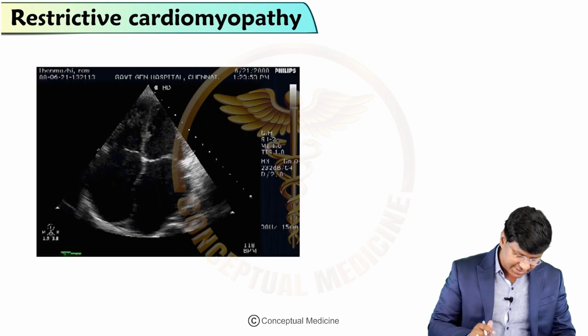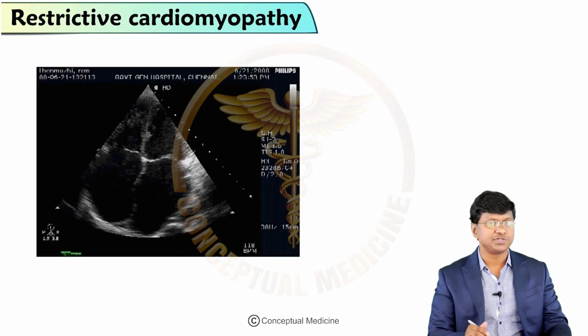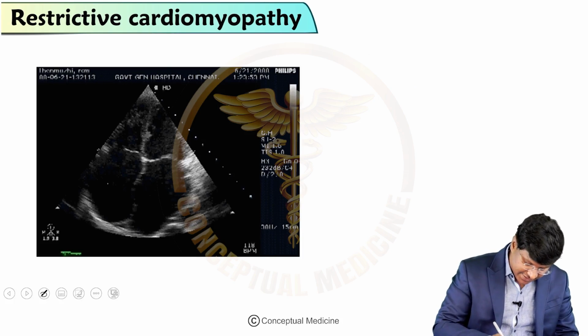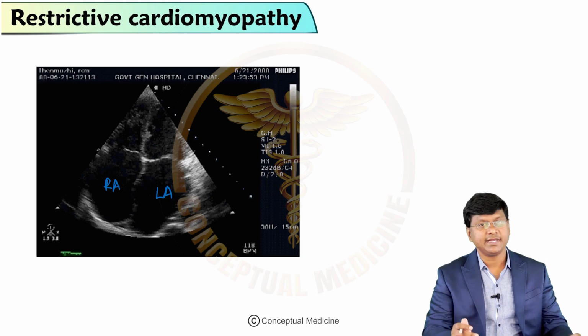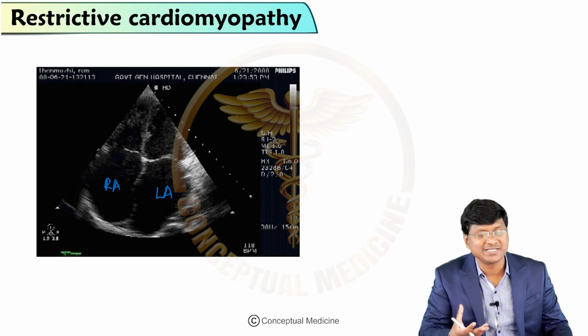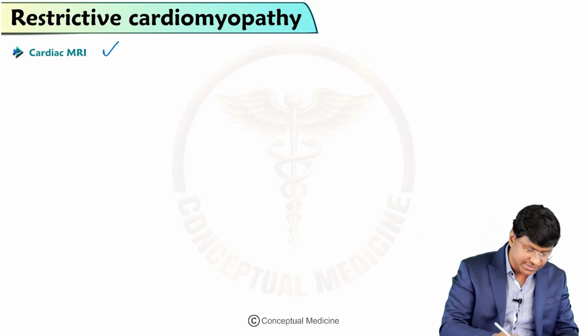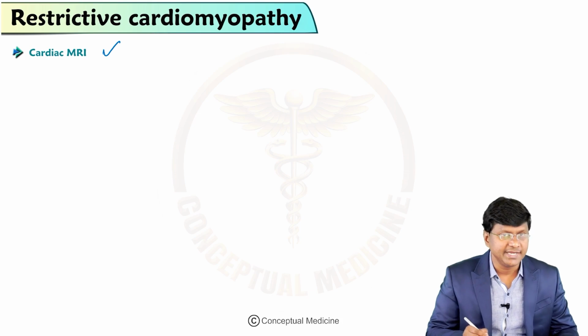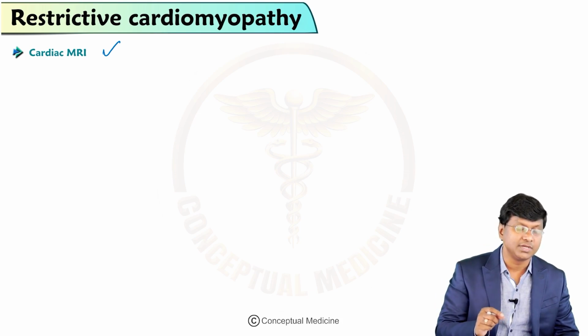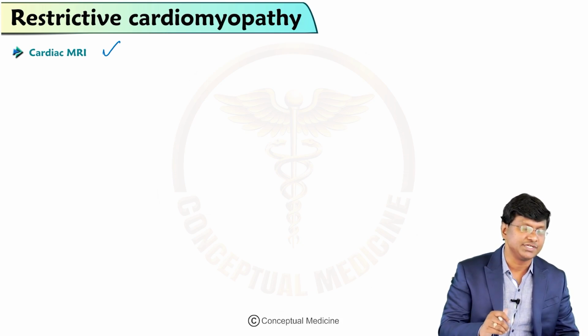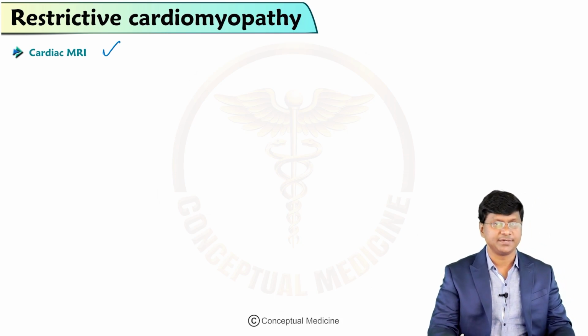So this will be the 2D echo image in patients with restrictive cardiomyopathy. You can observe, this will be your right atrium and this will be your left atrium. The atria are enlarged, and ventricle lumen size or the chamber size will be reduced because of reduced filling. And another important investigation is the cardiac MRI. Even cardiac MRI will be able to make out how the chambers are and if there are any infiltrative pathologies present in restrictive cardiomyopathy.